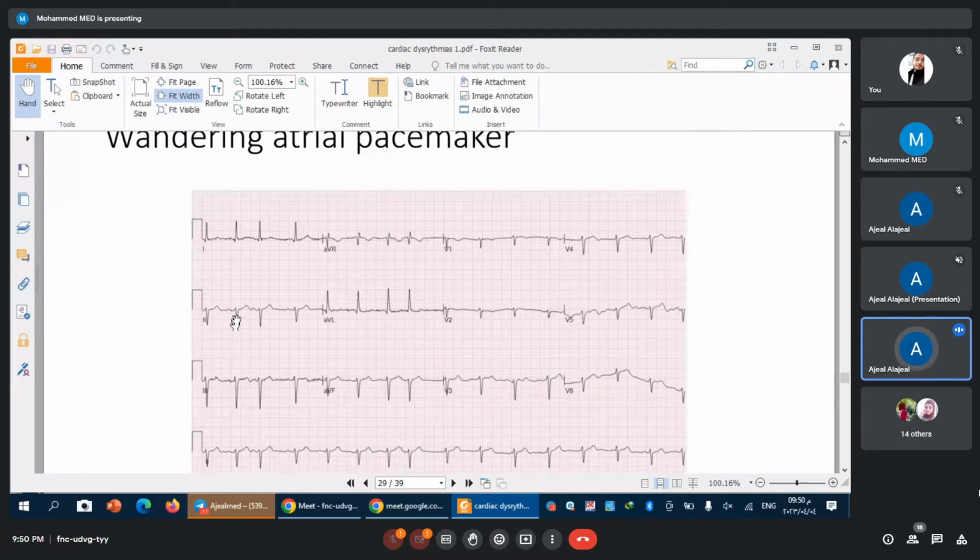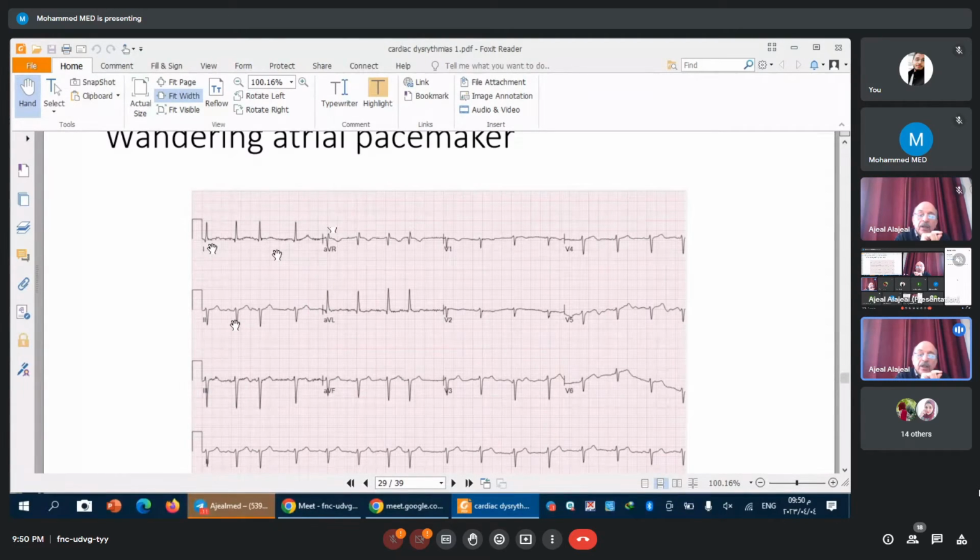This is a wandering atrial pacemaker. What do we mean by wandering? Wandering means متنقل. If you say this person is wandering about, it means he doesn't have a target. He's just going from here to there. So in this condition, there is more than one pacemaker in the atria, and each one of these foci will discharge at a time. As they are at different levels in the atria, the P wave will be different, and the PR interval will be shorter or longer.